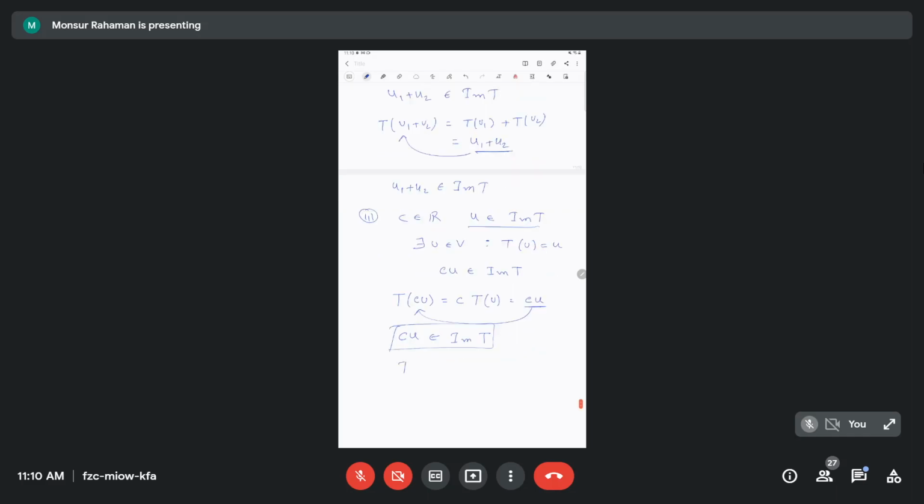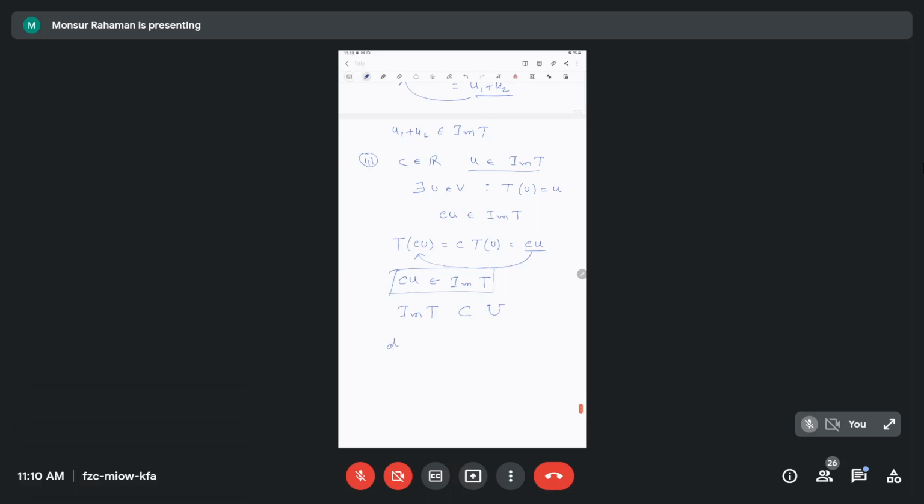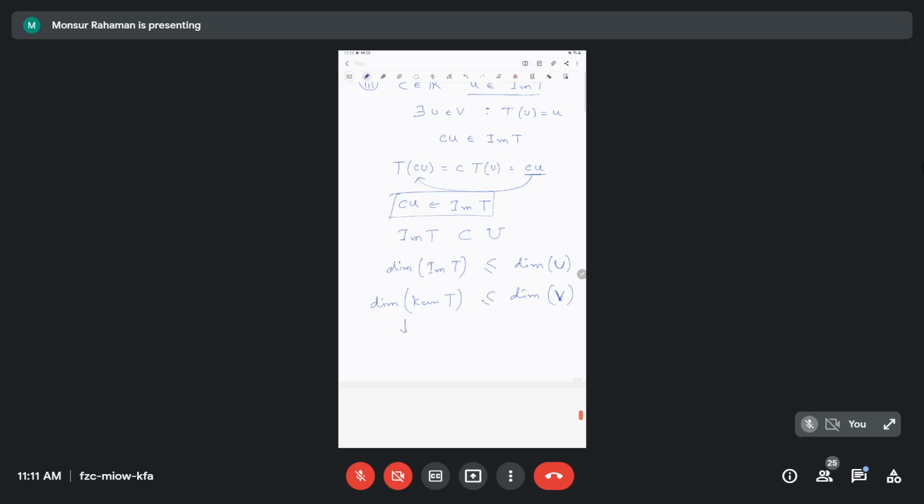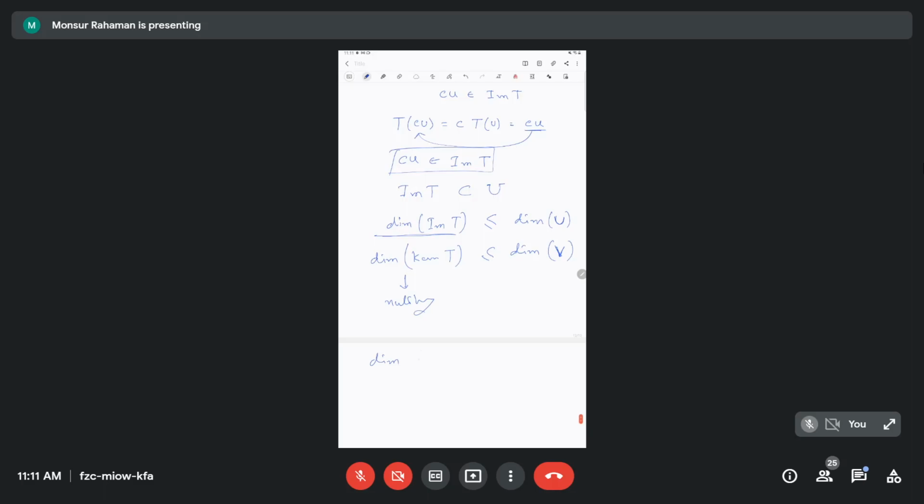So image T is also a subspace of U. Okay, so obviously the dimension of image T will be less than or equal to the dimension of U. Similarly, the dimension of ker T is less than or equal to the dimension of, this is V actually. The dimension of ker T we call the nullity. The dimension of image T we call the rank. Okay, the dimension of image T is the rank of the linear transformation.